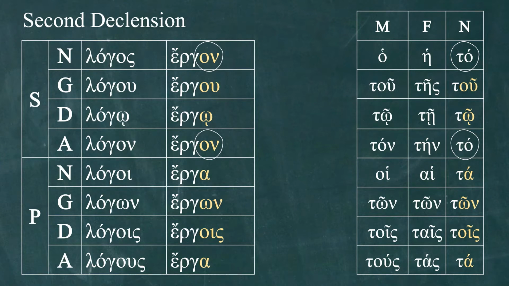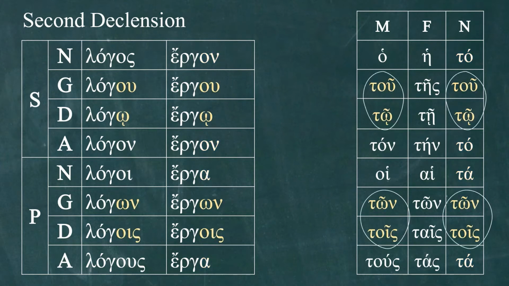Now, when we learned the articles, I pointed out that the neuter forms are identical in both the nominative and accusative singular and the nominative and accusative plural. Note that the same is true for second declension endings on a neuter noun. When we learned the articles, I also pointed out that the masculine and neuter articles are identical in the genitive and dative. Again, the same is true for the second declension endings.